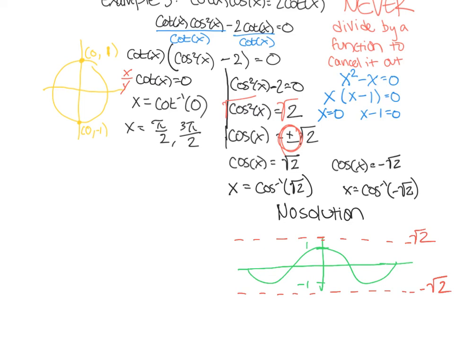So our only answers for this problem, when I put it into my final solution set, are pi over 2 and 3 pi over 2. So you may be a little mad at me that we did all that work and only had those first two answers, but you know what? That's okay.